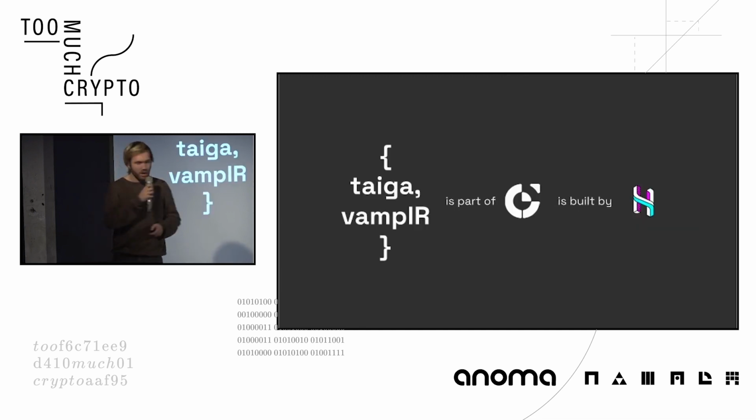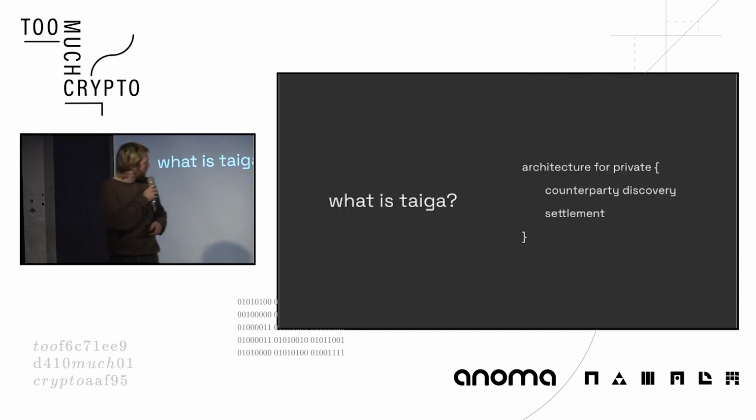Maybe, you'll find out. Okay, Taiga and Vampire, both, I should note here, are a part of the Anoma project, which is built by Heliax, particularly the Taiga team. They do all the real work. I just give talks and complain about stuff.